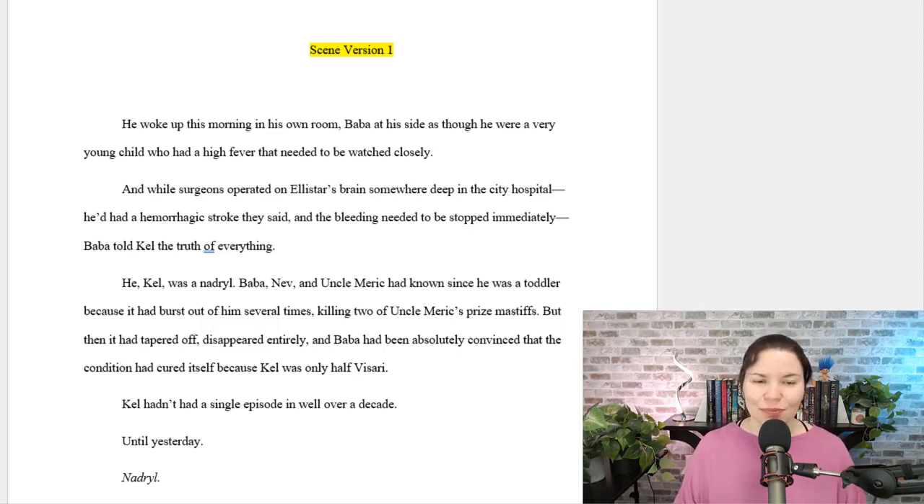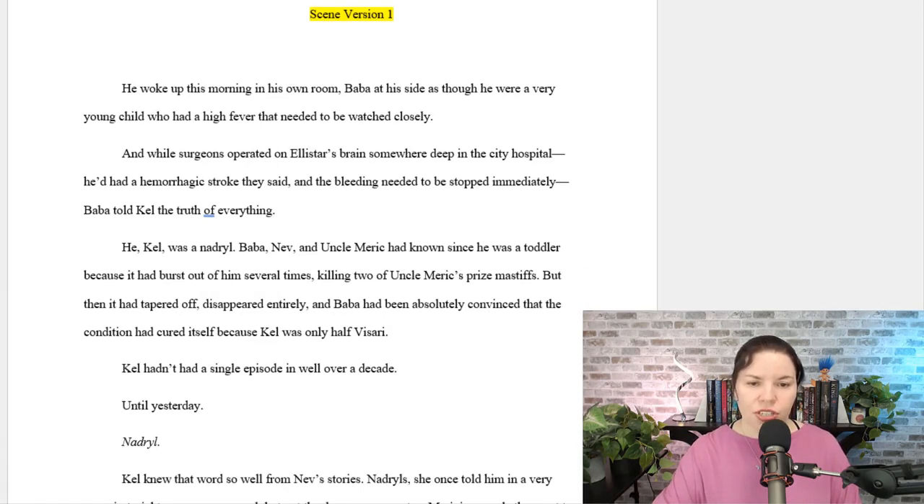Okay, let's dive in. He woke up this morning in his own room, Baba at his side as though he were a very young child who had a high fever and needed to be watched closely. And while the surgeons operated on Elistar's brain somewhere deep in the city hospital, he had a hemorrhagic stroke, they said, and the bleeding needed to be stopped immediately. Baba told Kel the truth of everything. He, Kel, was a nodril.